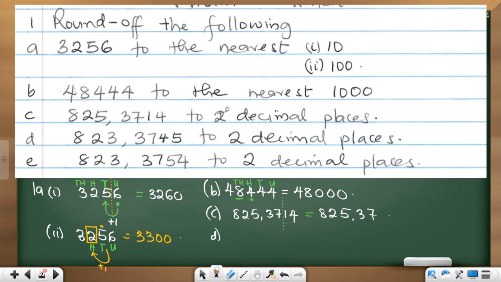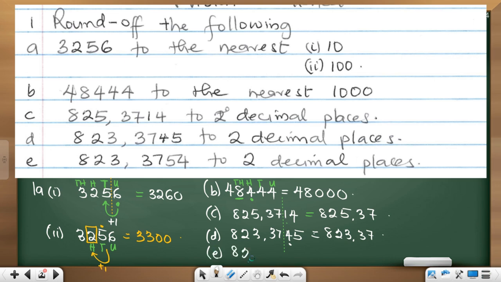Let's look at D. 823.3745. Again to 2 decimal places. Okay, I can just use this extended line. All right, what do you see? It's a 4 there. All right, it's not a 5 and above. Therefore, it has no impact. We would leave our answer like that, 823.37. Let's look at the next one.